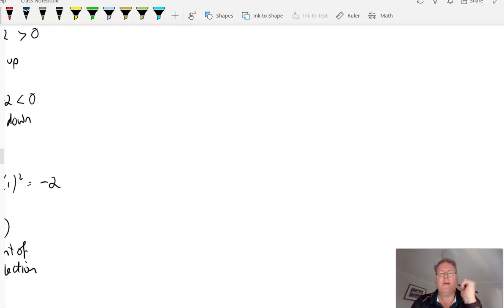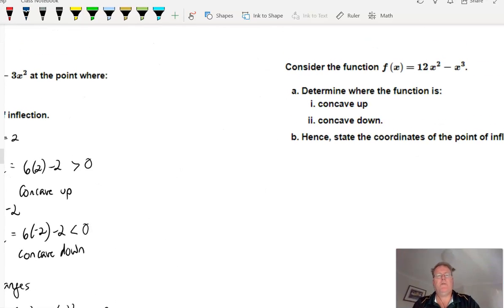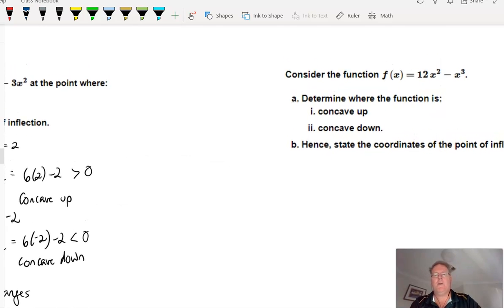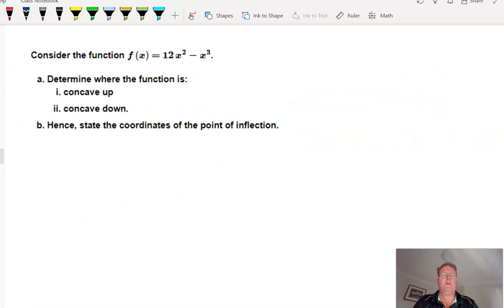So let's have a look at our second example. All right, so here's the second function. Consider the function f of x equals 12x squared minus x cubed. So if we were going to do that, determine where the function is concave up.